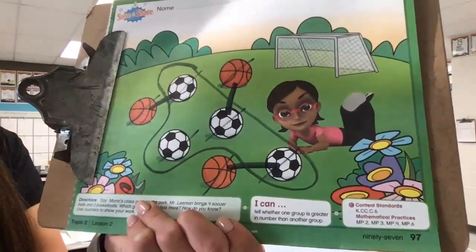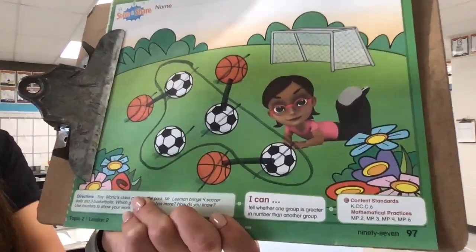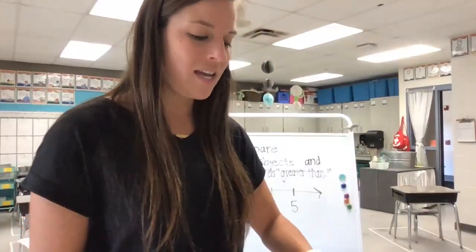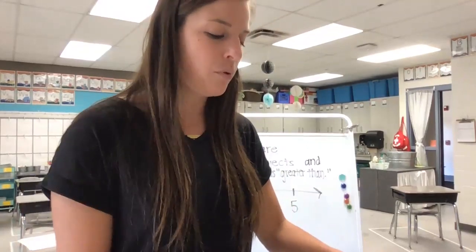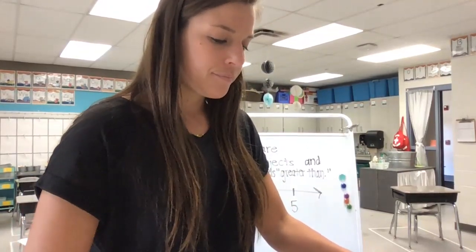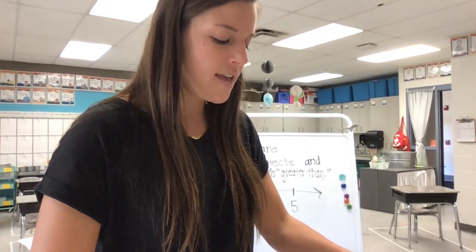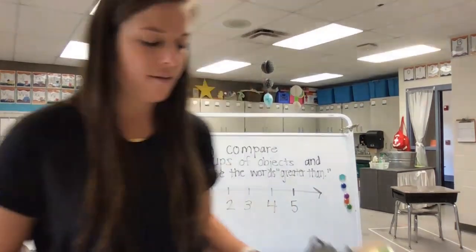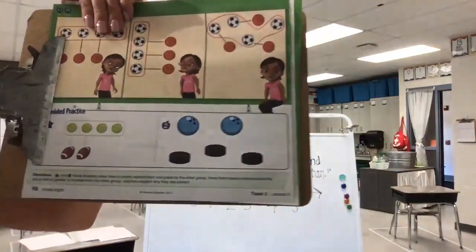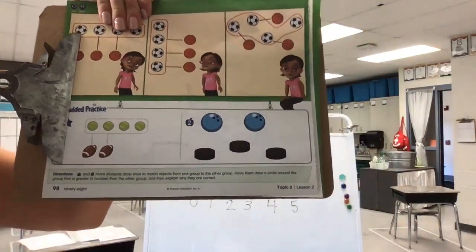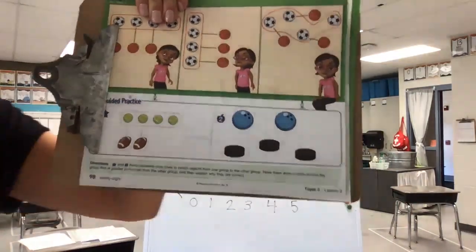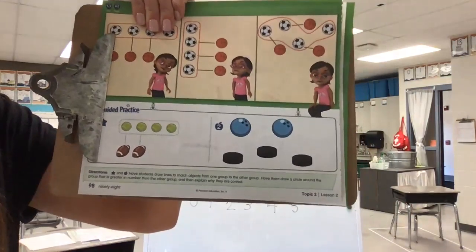Okay? That's a lot of steps, so stay with me, friends. Great job. Go ahead and turn to page 98. This is our guided practice on the back. On page 98, it tells us that we're going to have to draw lines to match the groups again and see which group has more. That's what Marta's thinking about up here when she was thinking about the soccer balls and basketballs.